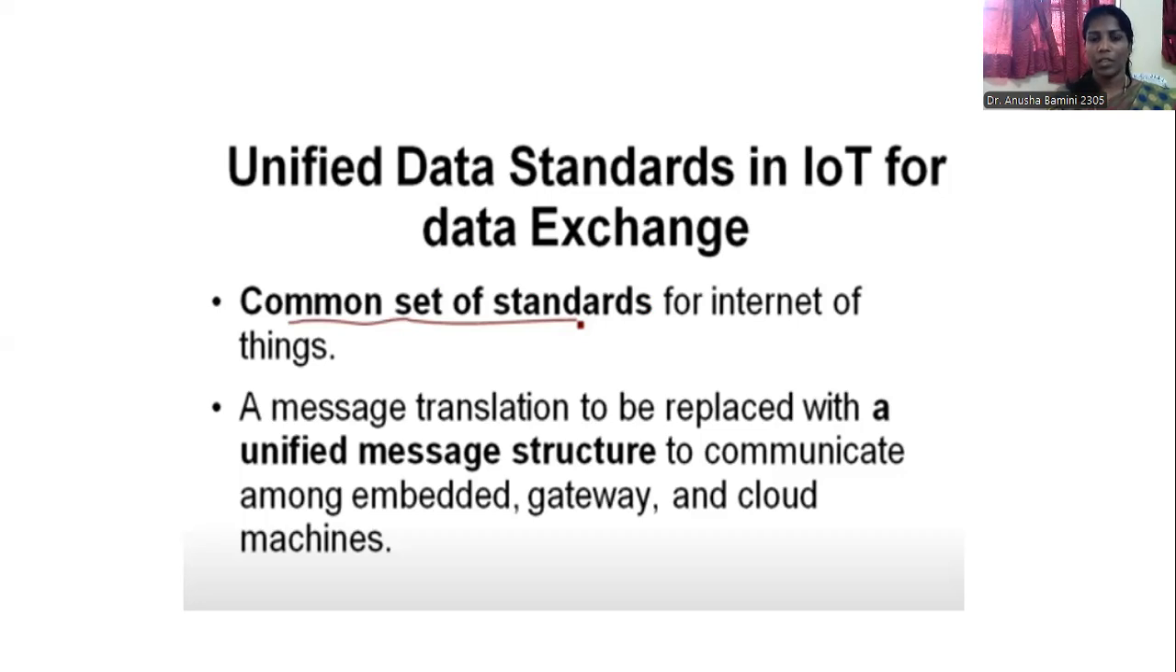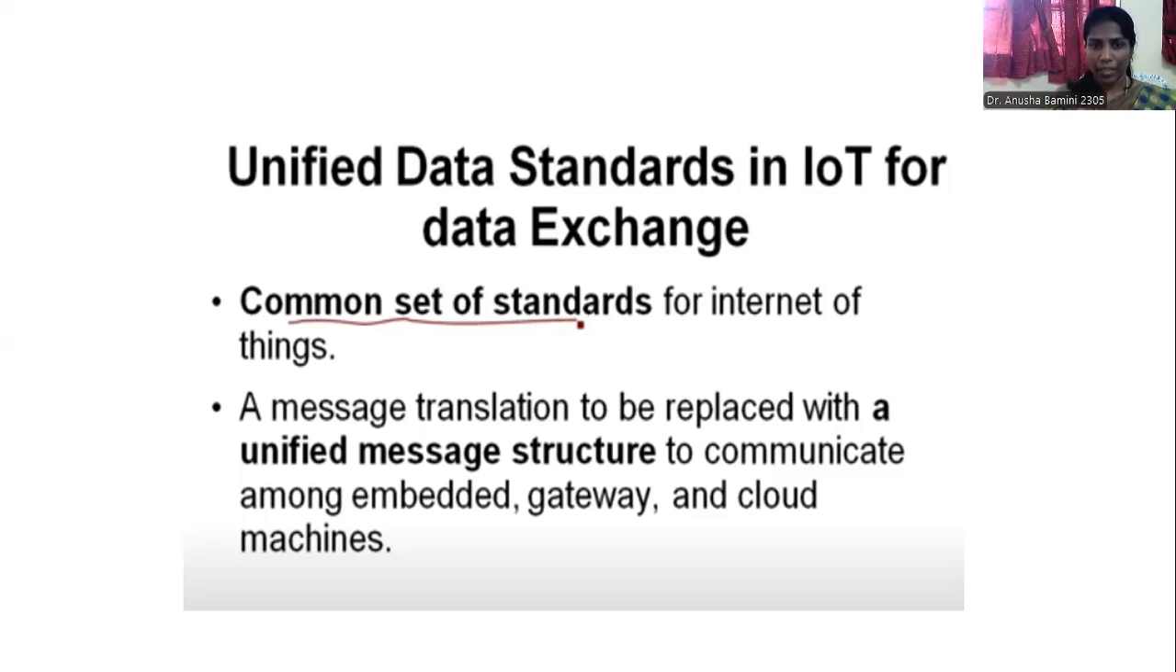So message transmission happens between two devices, or between one device and the network. A unified message structure is followed to communicate among these embedded devices, gateways, or cloud to machine. Whatever sensor, machine or object it is, connected from everywhere, we are collecting the data and it is transmitted to the cloud for storage or for the next processing purpose.